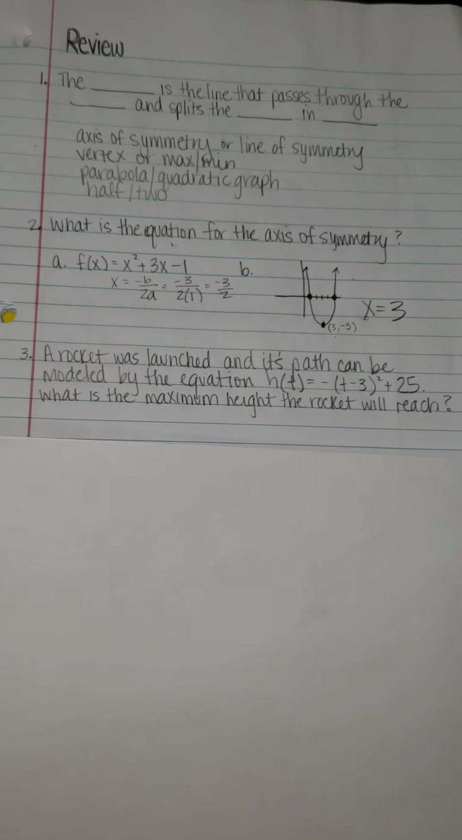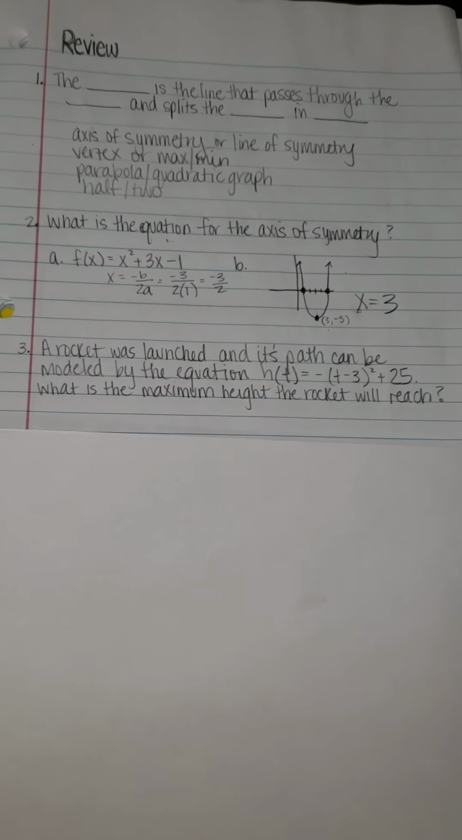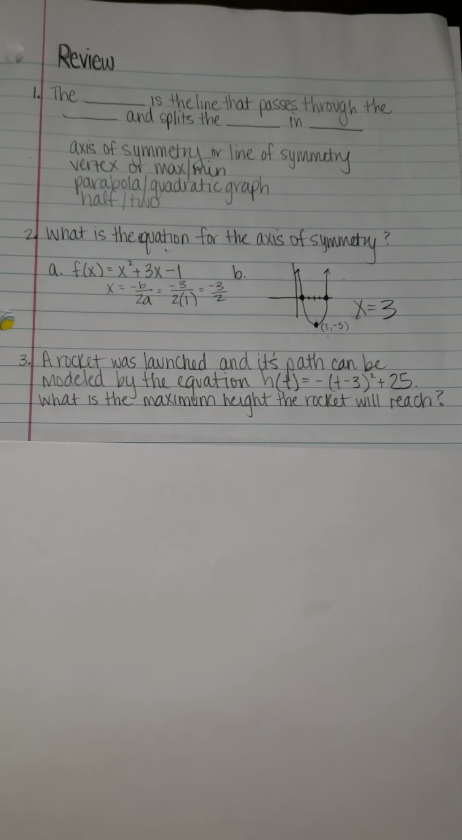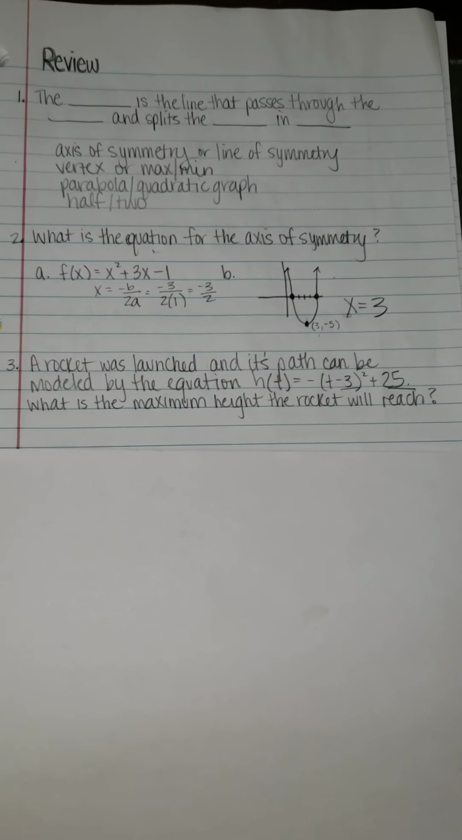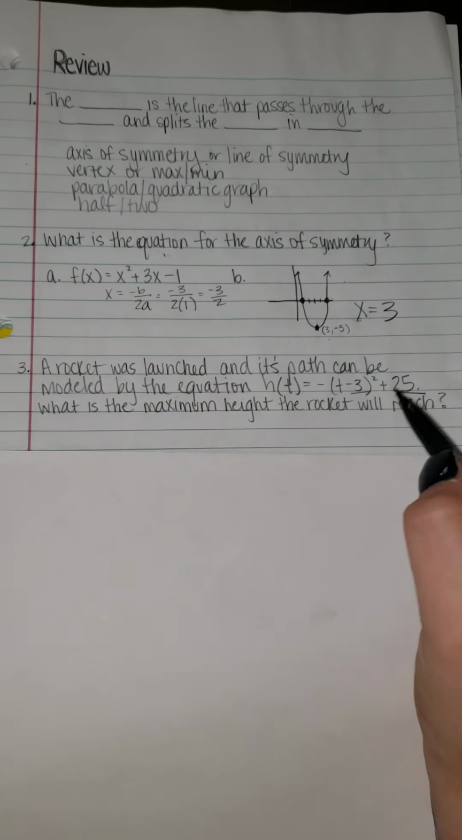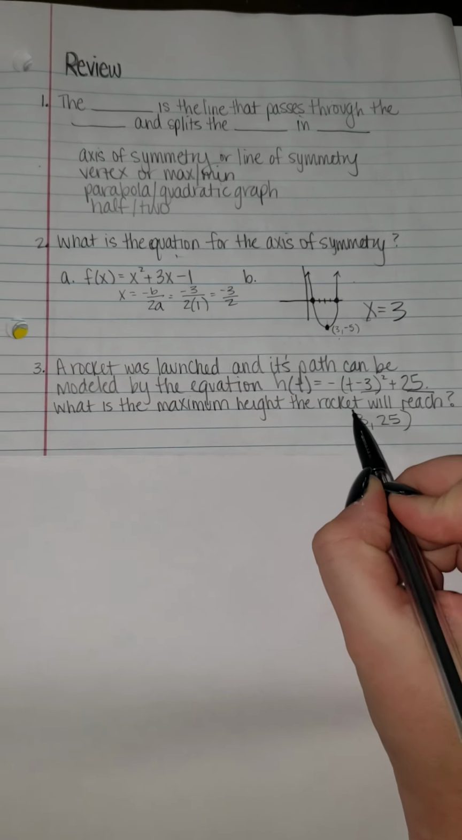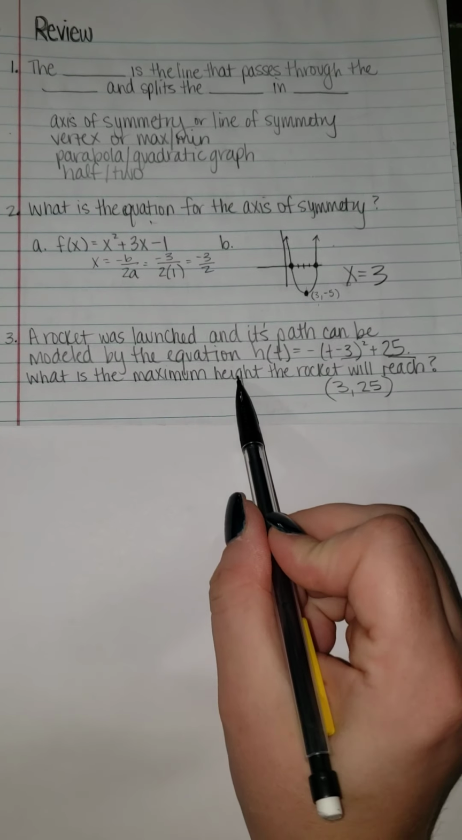Well, we know the maximum height or minimum height will always happen at the vertex. And it just so happens conveniently that this function is in vertex form. So it looks like it's going to happen at the vertex, which is (3, 25). This doesn't really answer our question. We want to know what the maximum height is.